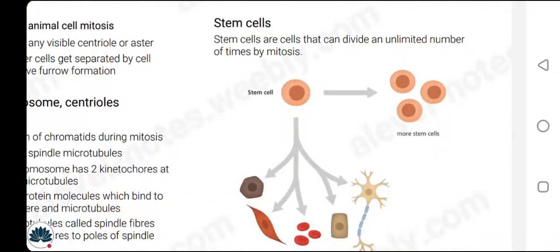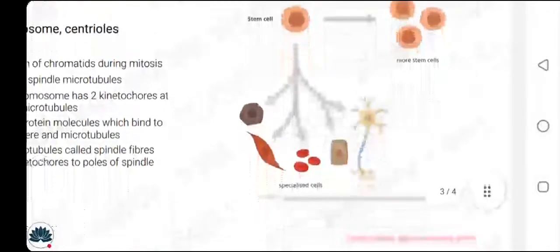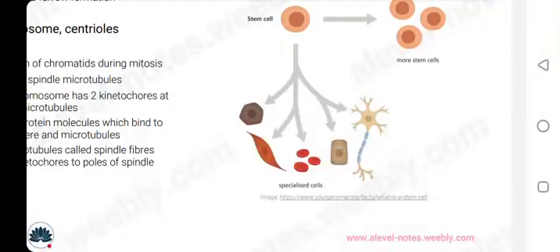What are stem cells? This is very important. I did not explain this in the previous live session. So first of all, you might think that this is present in plants. No, it is present in human beings. Stem cells are cells that can divide an unlimited number of times by mitosis. As you can see, one stem cell is dividing into three more stem cells, and furthermore to make specialized cells.